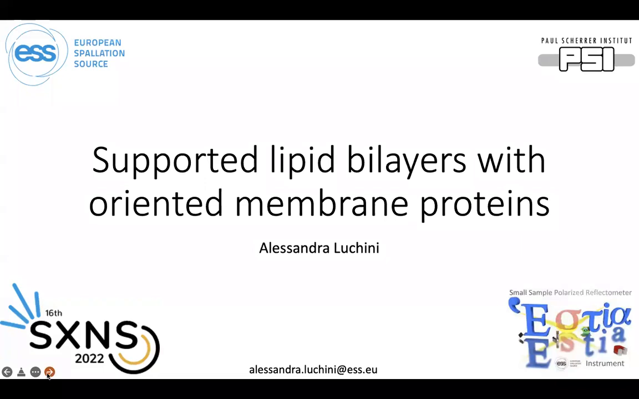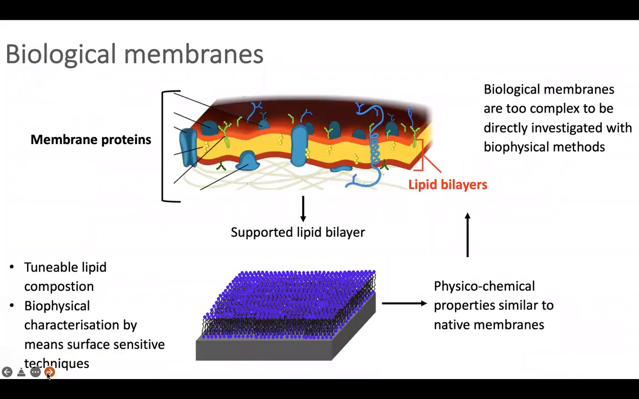So as we also heard this morning, biological membranes are very complex systems, mainly composed of hundreds of different lipid species and various membrane proteins. And they are often too complex to be directly studied with biophysical methods. Therefore, it is quite common to use instead model systems, such as a supported lipid bilayer that you can see here on the bottom, composed of two layers of lipids deposited on a solid substrate.